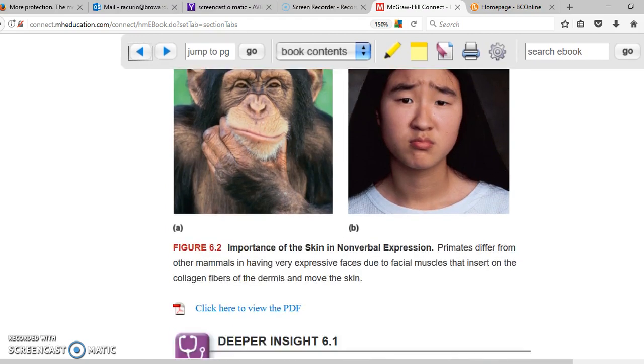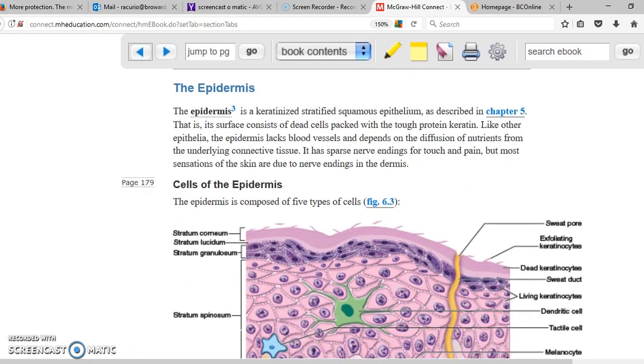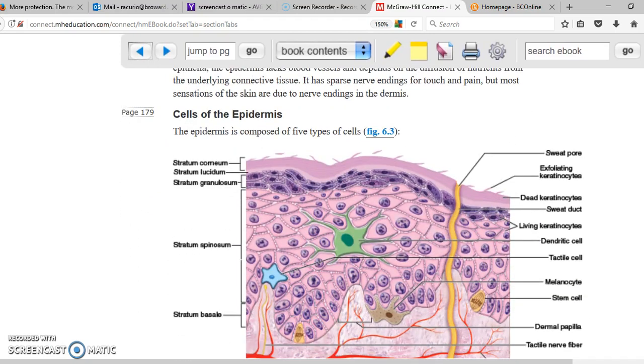Okay, we keep scrolling down, and we see the epidermis. In the epidermis, let's take a look at this with a little bit more detail. We said we have multiple layers, and these layers are going to be called what? Stratums. So what stratums do we have? Corneum, lucidum, granulosum, spinosum, and basal.